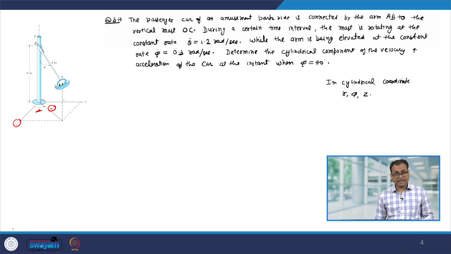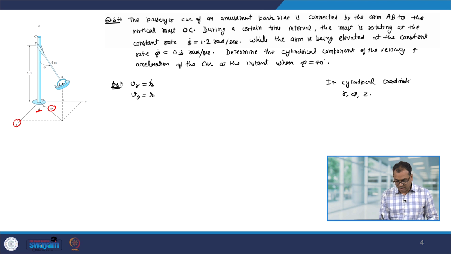So, let me write down the expression for the velocity and accelerations. Vr is r dot, v phi becomes v theta and r phi dot becomes r theta dot. Similarly, Vz is z dot, Ar is r double dot minus r theta dot square, A theta becomes r theta double dot plus 2 r dot theta dot and Az is z double dot.